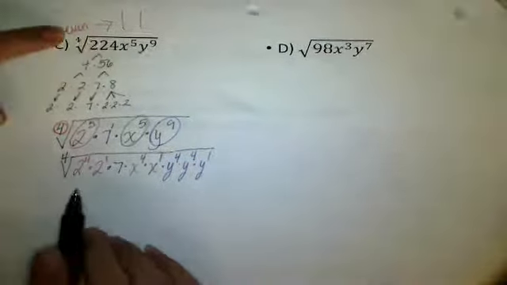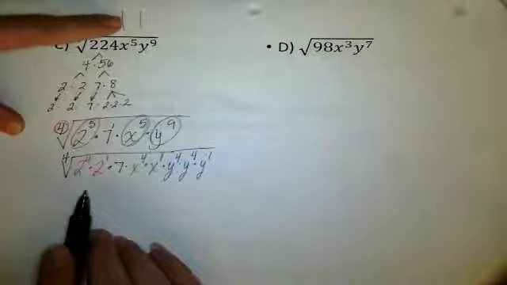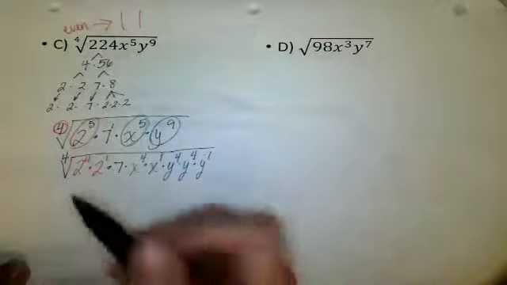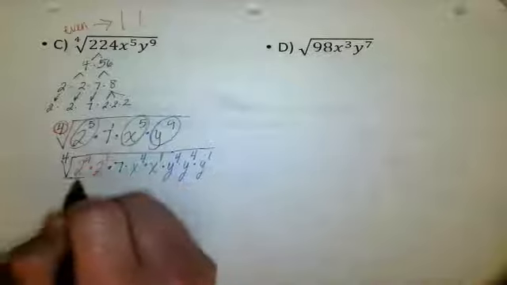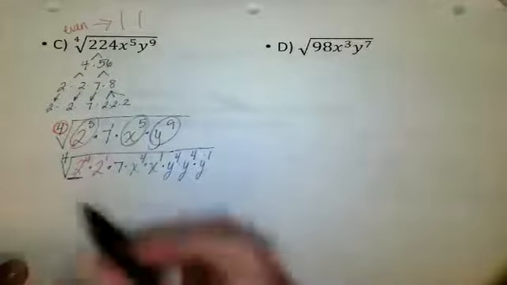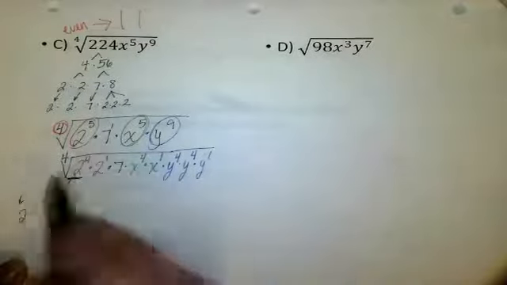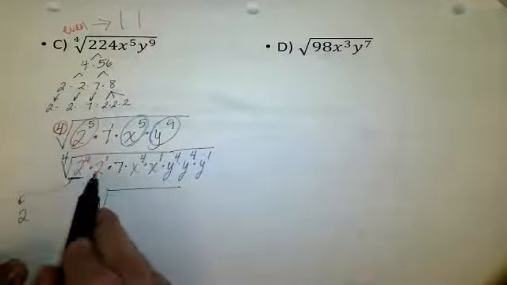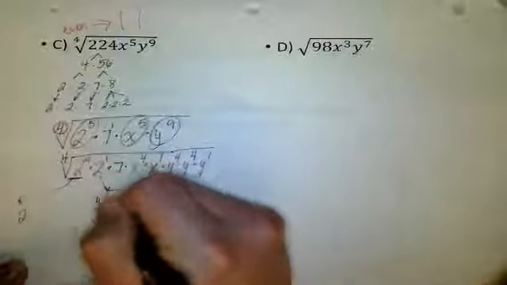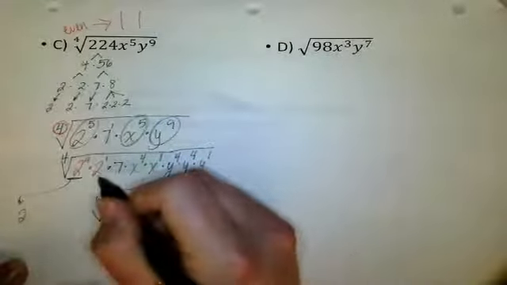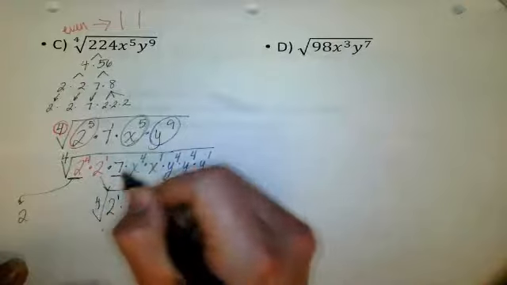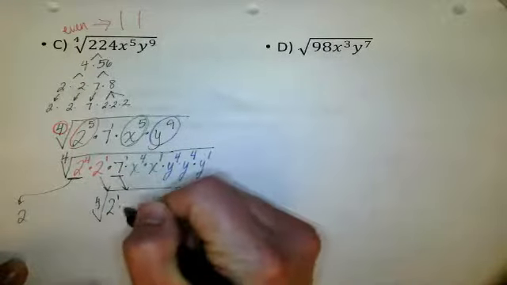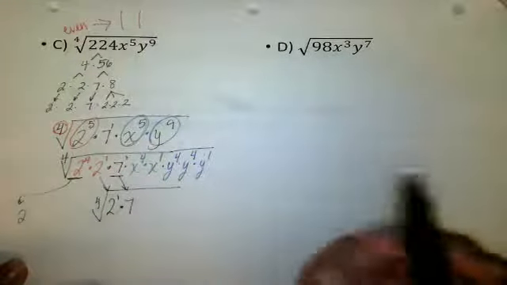Remember, this is an even root, so we have to watch our absolute value. What is the fourth root of 2 to the 4th? 2 comes out. Yay. What about the fourth root of 2 to the 1st? Can you do that one? Nope, can't do that one. So 2 to the first stays inside. Can I do the 4th root of 7 to the first? Can't do that one either. Power is too small.